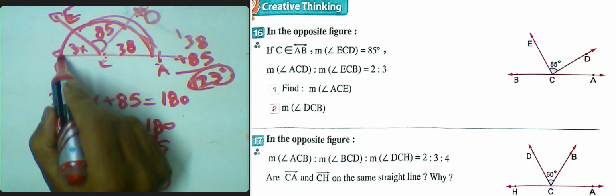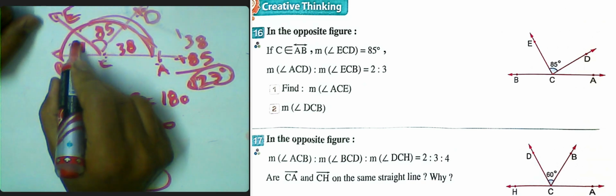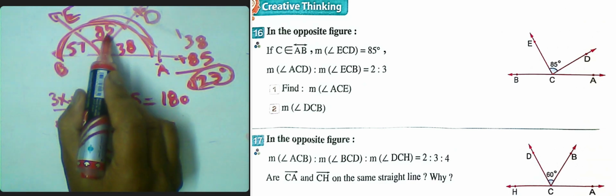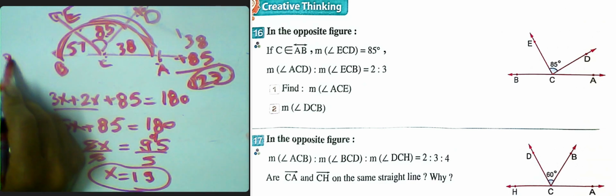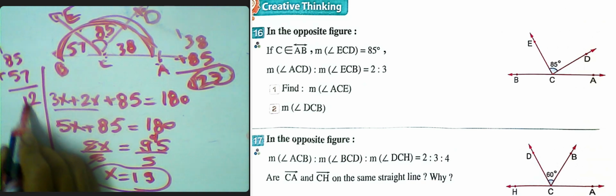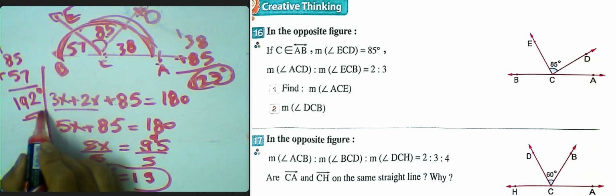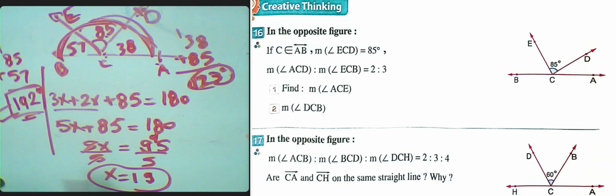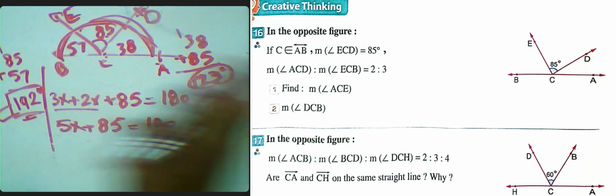DCB, this angle: 85 plus 3 times 19, 3x here. 3 times 19 will be 57. So the measure of this angle is 85 plus 57. 7 plus 5, 12, write 2 and carry 1, 9 plus 5, 8. The result here will be 142, and we have the value of x here. The measure of the angle was 120.